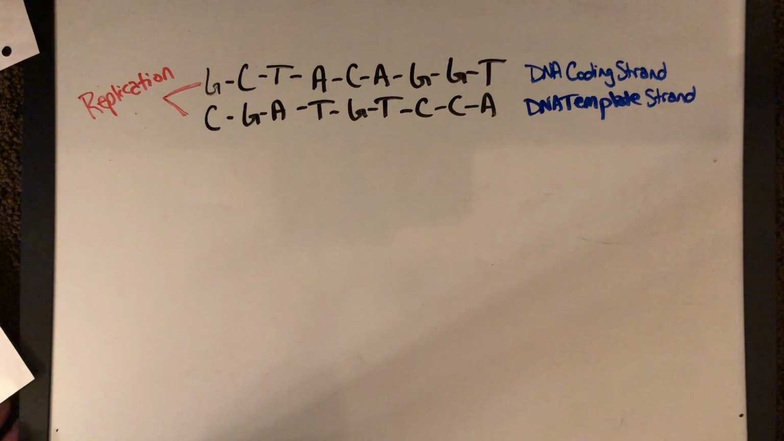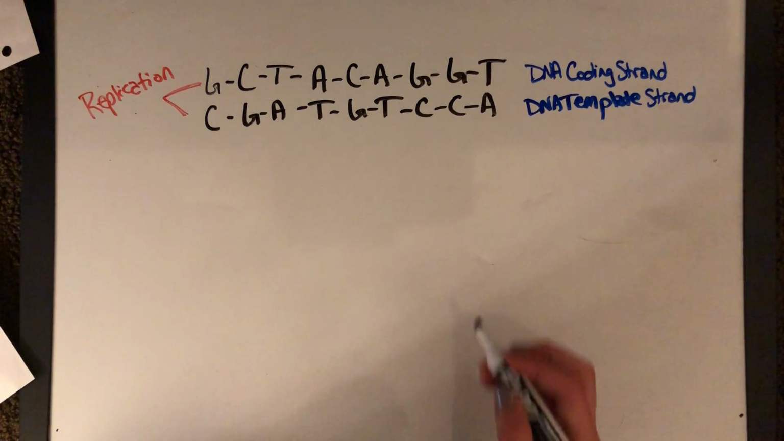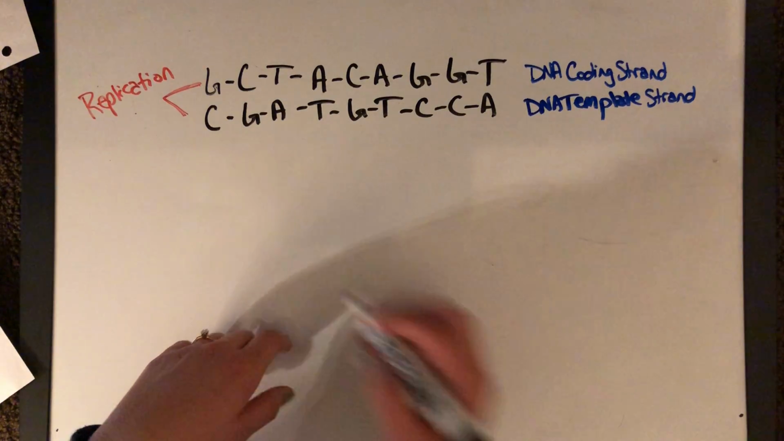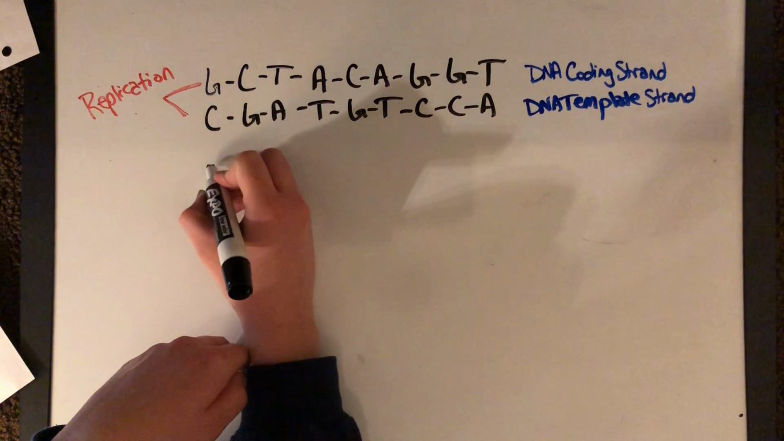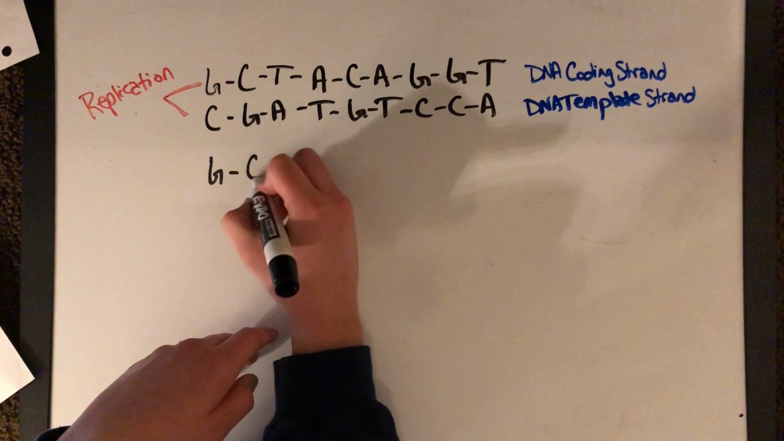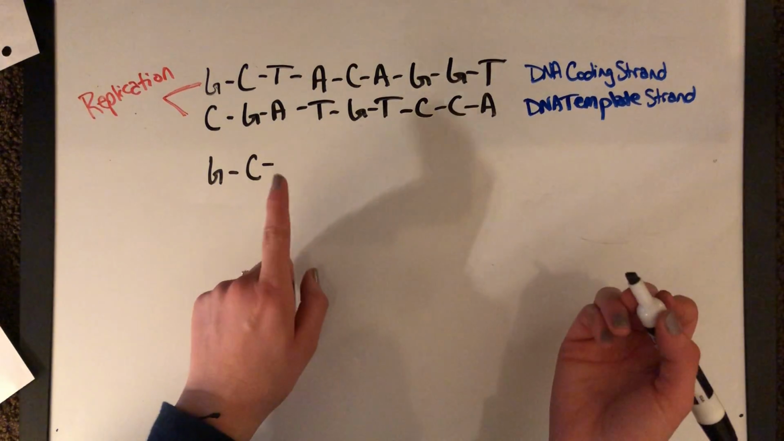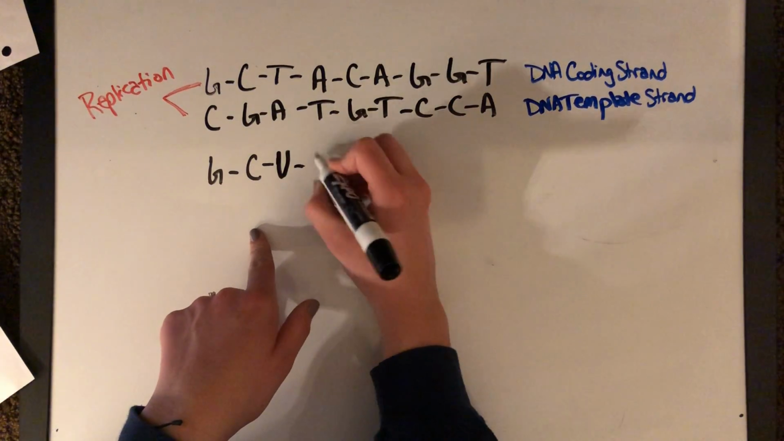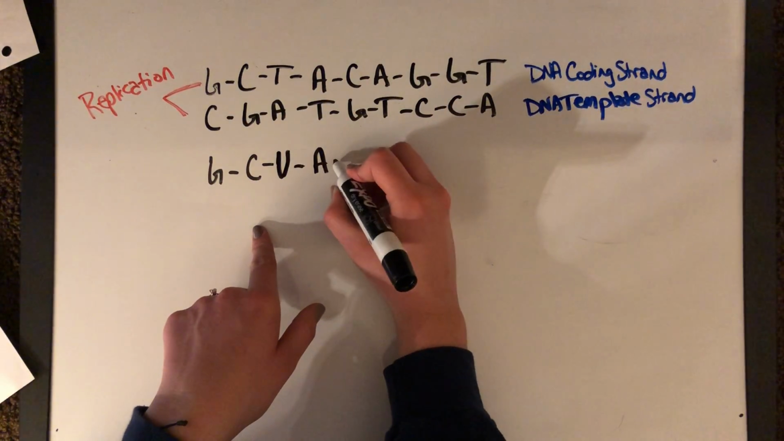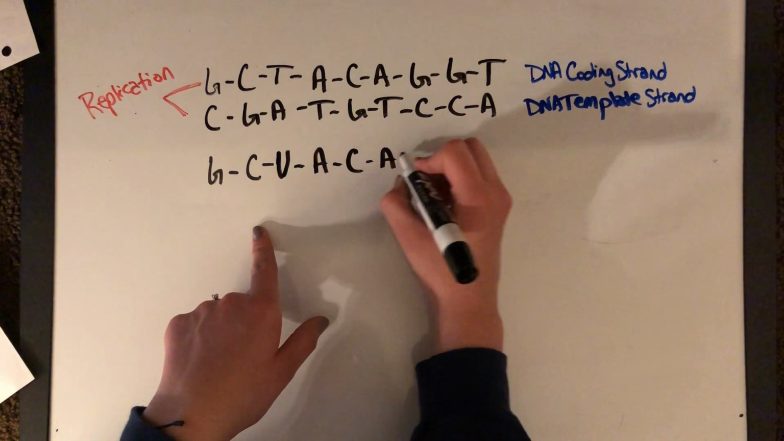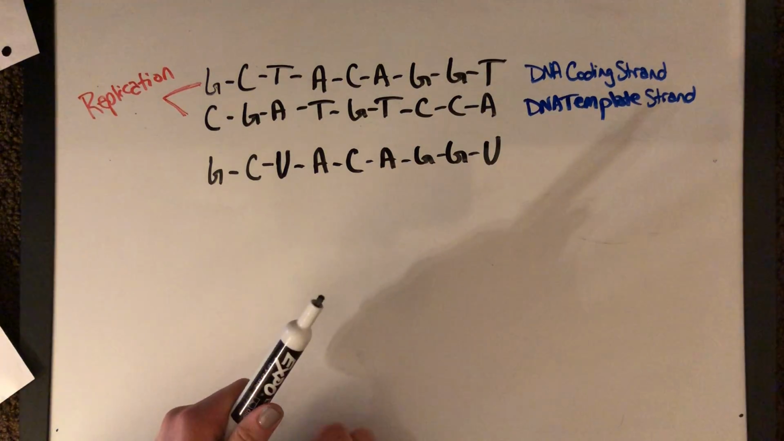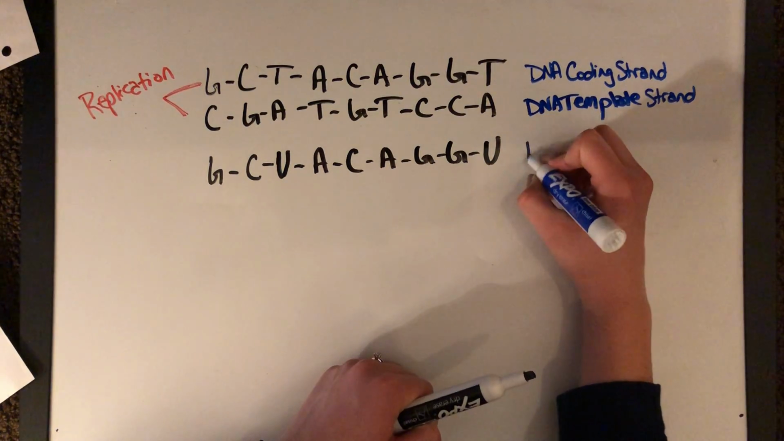Okay, so if we're gonna make our RNA, then, okay, so it would be G, C, and then remember in RNA, we don't have any T's, we only have U's that match up with the A, so it'd be U, but we still have the A that would match up with the T there. C, A, G, G, U. So that would be our RNA transcript.